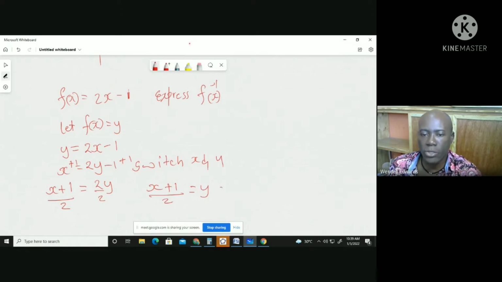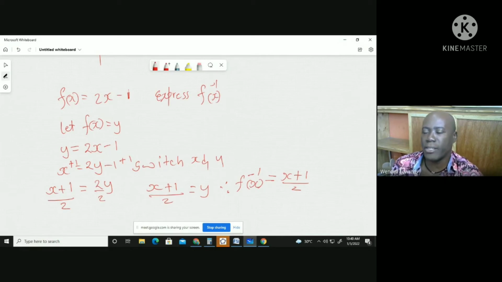Remember from the beginning, we let y equal f of x. So therefore, let's do the conclusion. Because nobody asked us for y, we were asked for the inverse. So let us write this: the inverse of f of x is equal to x plus 1 over 2. All right? So this is the inverse.